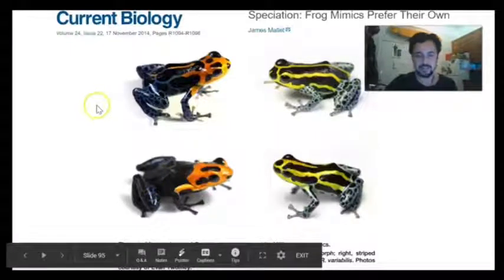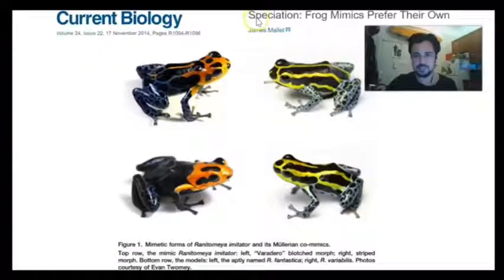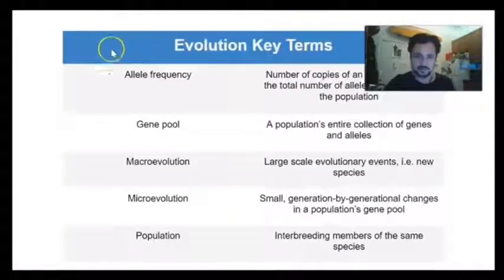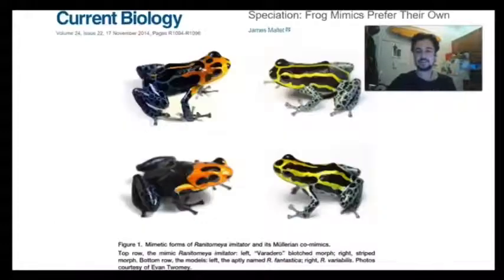And this is a great read. You can find "Speciation: Frog Mimics Prefer Their Own." It's a paper, and you have all the tools now to find that kind of primary literature. So I highly recommend reading this paper, and any other paper I mentioned.